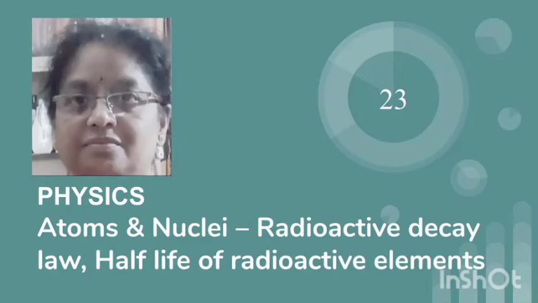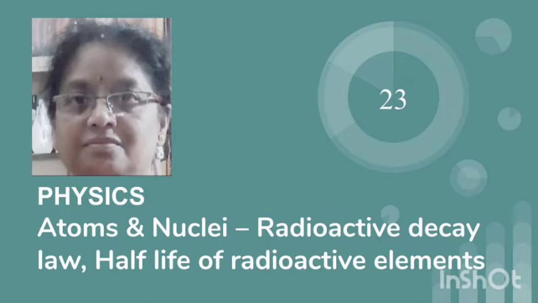Students, in continuation of the previous class on radioactivity, let us now understand the radioactive decay law. As we saw in the last class, the rate of decay of radioactive atoms, that is nuclei, at any instant is directly proportional to the number of radioactive nuclei actually present at that instant. It means if the number of nuclei present in a sample of an element is greater initially, then the decay of the element is faster, and vice versa.